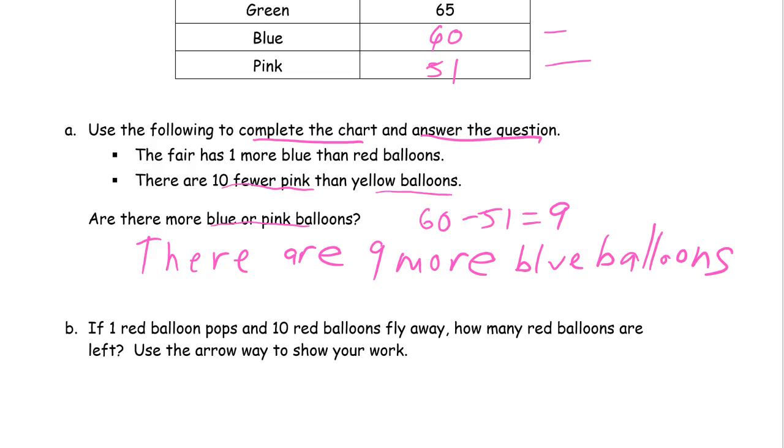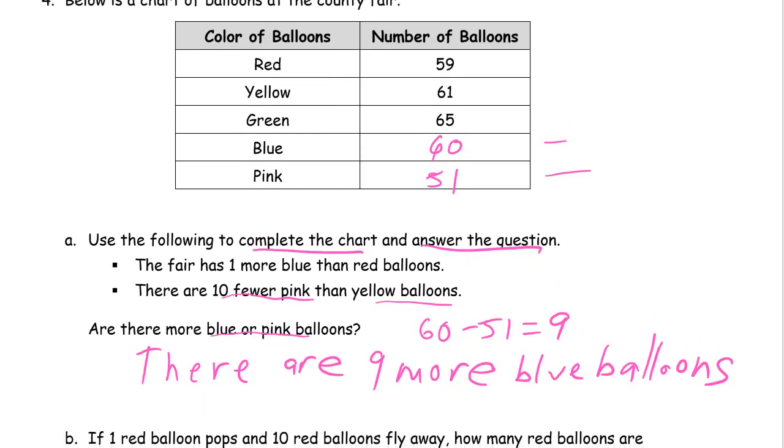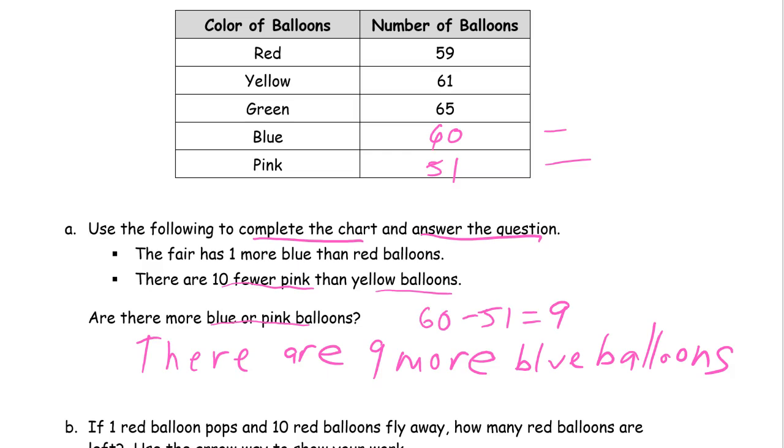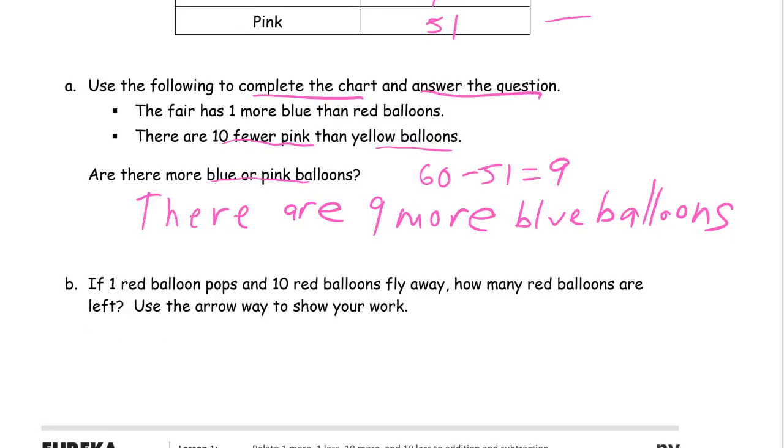Now, if one red balloon pops and 10 red balloons fly away, how many red balloons are left? Use the arrow way to show your work. The arrow way is a way to write down the mental steps that you do in your head so that you can show your work. So we start off with 59 red balloons. The first thing that happens is one of them pops. So we're going to lose one of those right away. That's how you write the arrow way. We're subtracting one. And then subtracting that one got us to 58 balloons left.